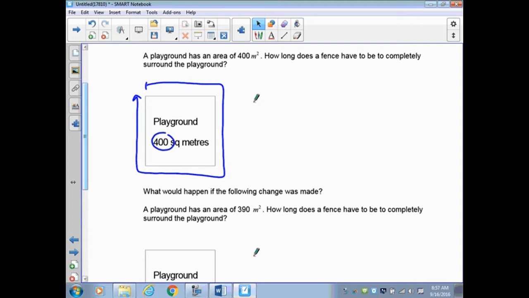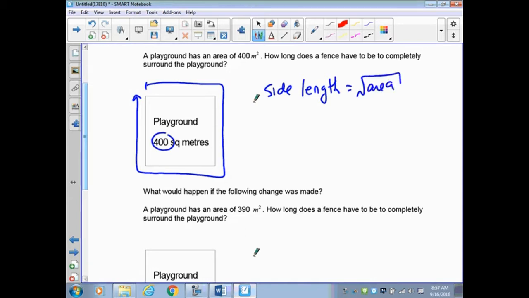The first step we have to do is to find one of the side lengths, and to do that you take the square root of the area. Side length is equal to the square root of the area. So we know our area is 400. The square root of it means that my side length is 20. So that means that this is 20 and this is 20, and so are those. So we have 4 of them because it is a square.